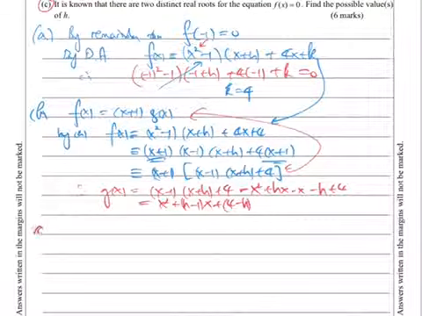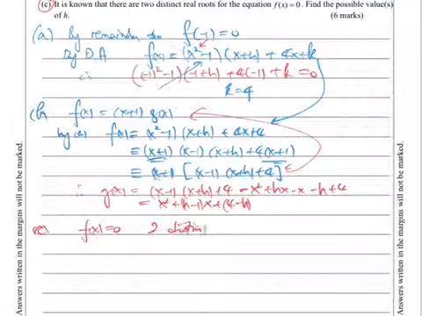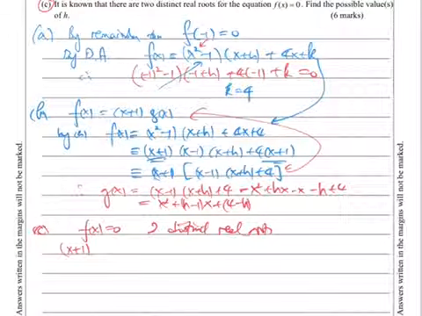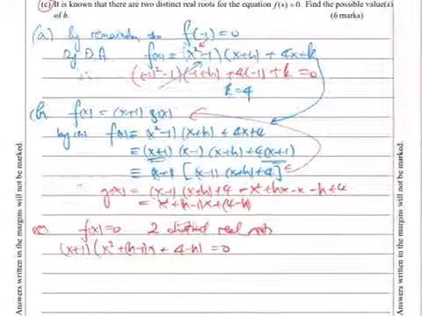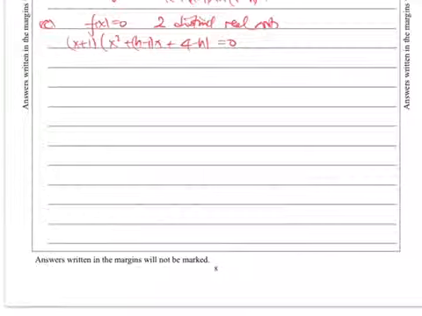Now for part C, we say that f(x) equal to 0 has two distinct real roots. But we already know that f(x) can be written as x plus 1 times g(x), that is x squared plus h minus 1 x plus 4 minus h equals 0. Okay? Now, there are two cases. Case 1.